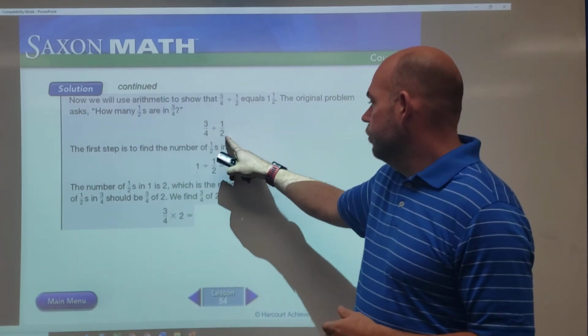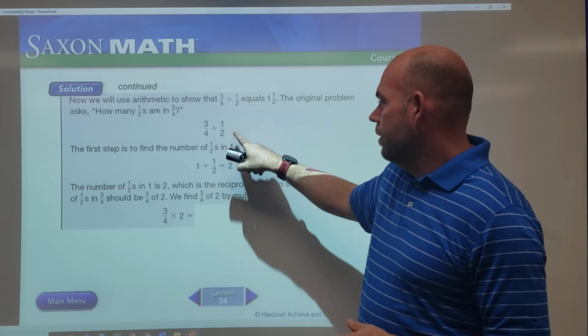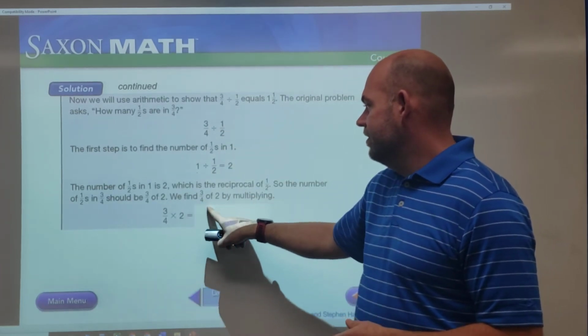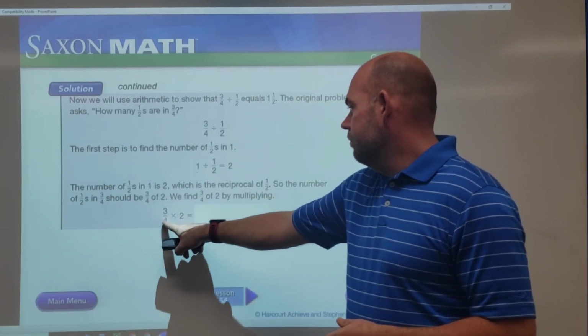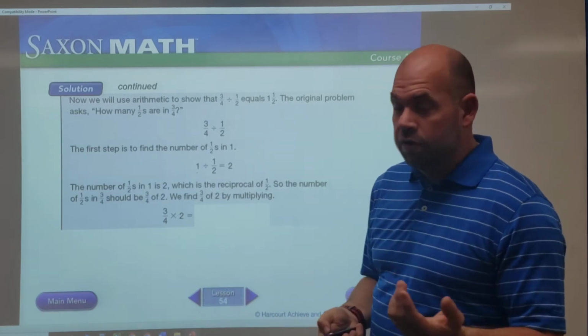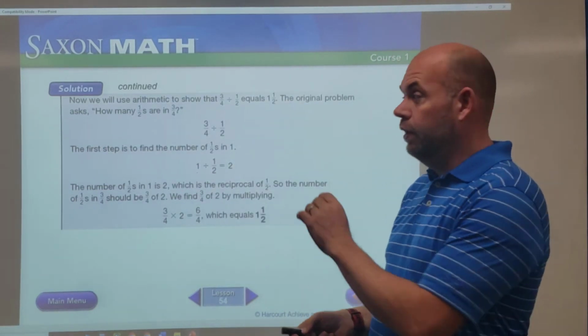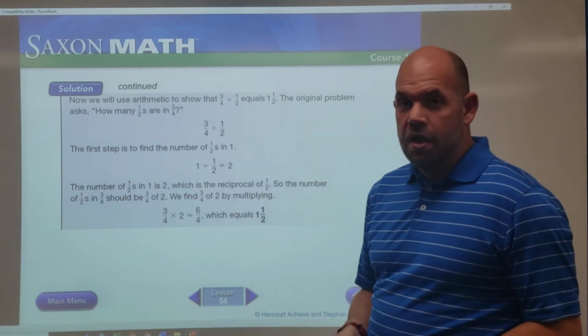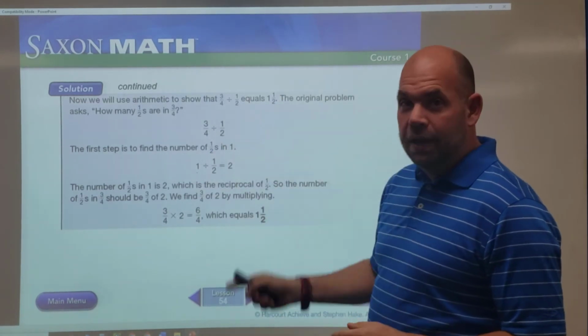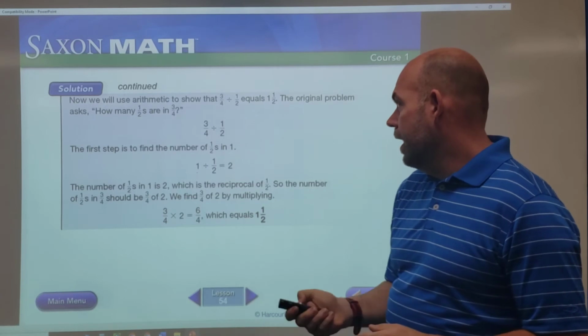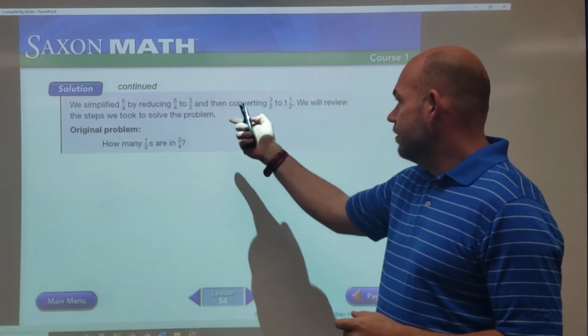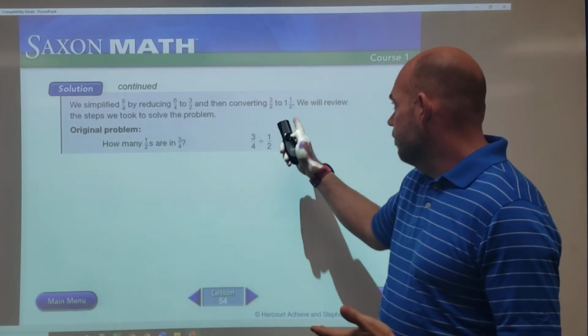3/4 times 2. So again, we're multiplying by the reciprocal. 3 times 2 is 6. And then 4 times 1 is 4. So 6/4 reduces to 3/2 or 1.5, which is what we found earlier when we were looking at those little pictures. So we're just, again, multiplying by the reciprocal, and we're going to get 1.5. We simplified 6/4 to 3/2 and then converted it to a mixed number.